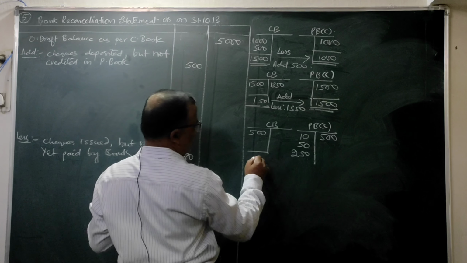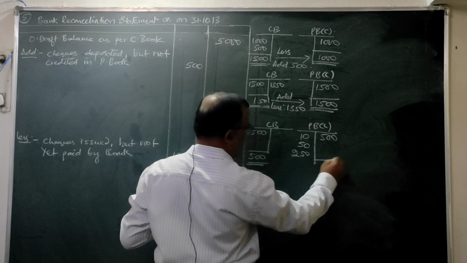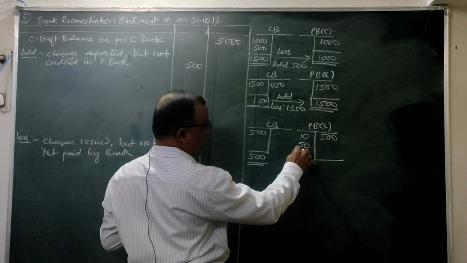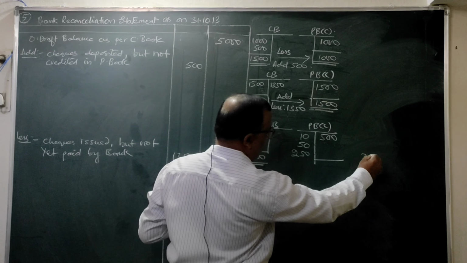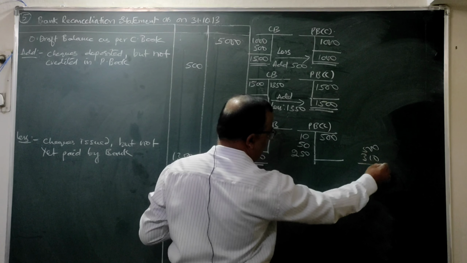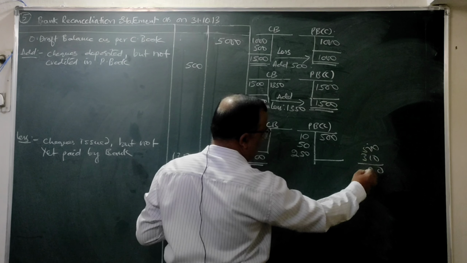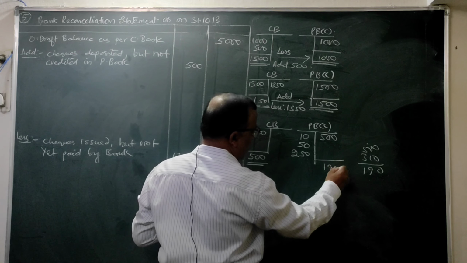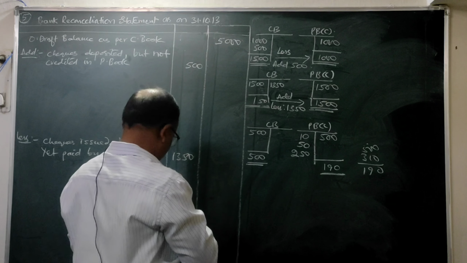Observe here. The cash book will be showing 500, whereas here if you observe, 250 plus 50, 300, 310. You are going to subtract 310 from this 500. So what remains? 10 minus 1 is 9, 4 minus 3 is 1, 190. So the passbook is showing 190 as the difference there.